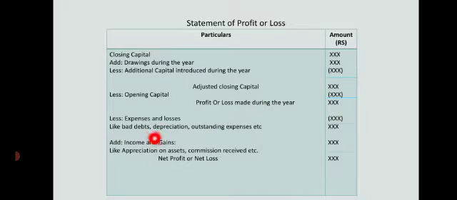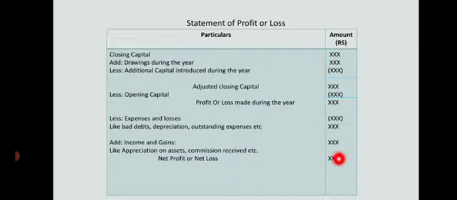To this we deduct the expenses, provisions and losses like bad debts, depreciation, and any expenses such as insurance, salary, rent, electricity bill, outstanding expenses, etc. We deduct them. Then, if there are any incomes or gains, those incomes and gains we also add here, like appreciation on assets, commission received, rent received, etc.